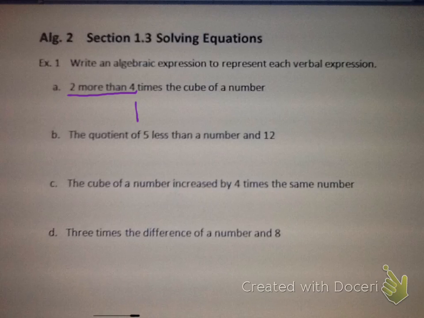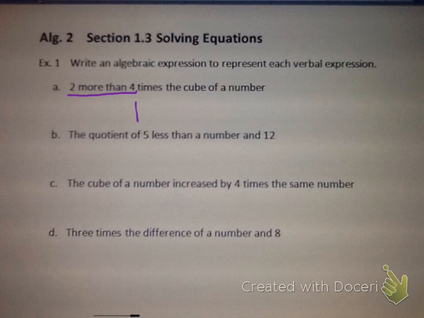This is section 1.3, solving equations. First, example 1, write an algebraic expression that represents each verbal expression. Example A, 2 more than 4 times the cube of a number.